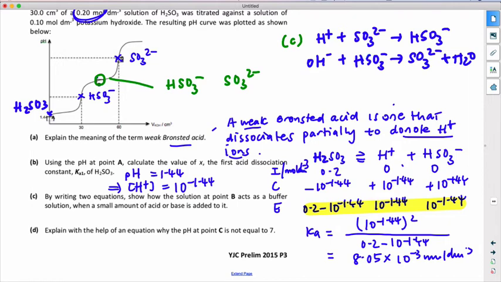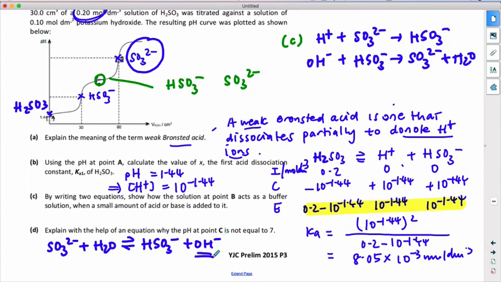Last question, which is D. With the help of an equation, explain why the pH at point C is not equal to 7. At point C, you only have SO3 2 minus. SO3 2 minus is a weak base, so you write that SO3 2 minus will react in water to give you HSO3 minus. Because it's a base, it will accept a proton and produce OH minus. Producing the OH minus will cause the solution to be basic.